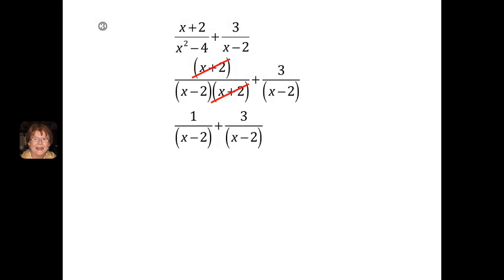What are we going to do now? We've got to, well, wait a minute. We don't have to find a lowest common denominator for this example. We already have common denominators. We keep that common denominator and we add the numerator. Therefore, our final solution is 4 over x minus 2.